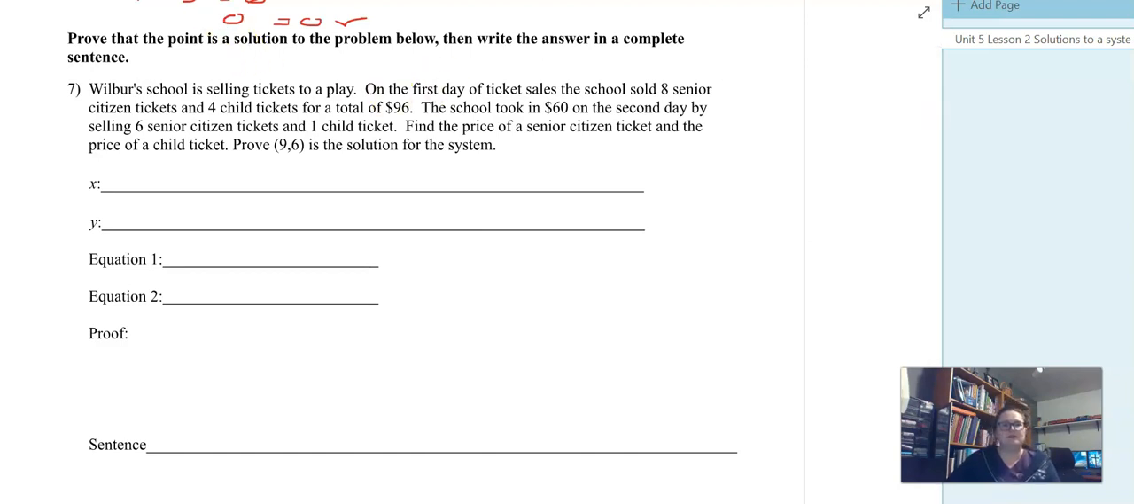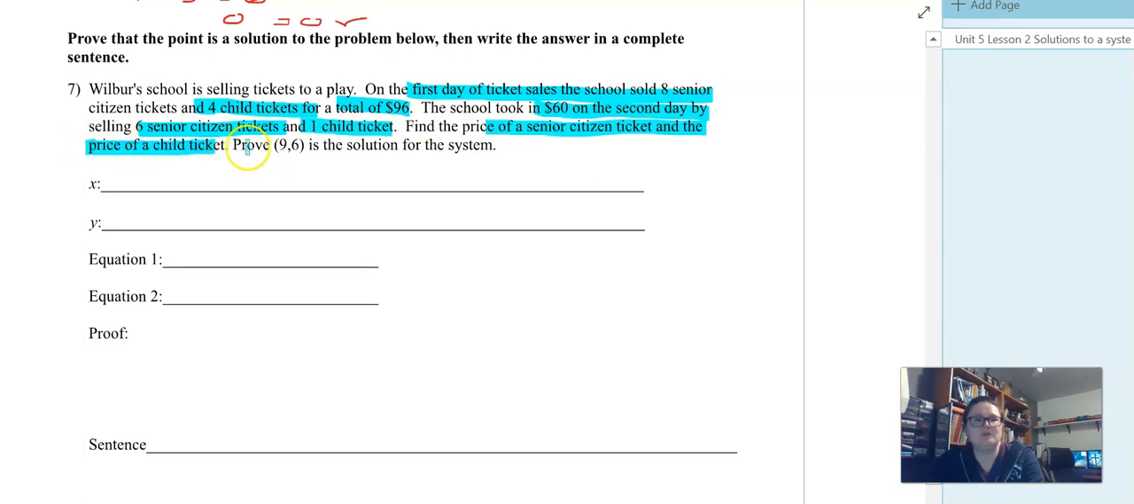So here is just a basic word problem. This is one of everyone's favorite systems of equations type problems. Wilbur's school is selling tickets to a play. On the first day of ticket sales, the school sold 8 senior citizen tickets and 4 child tickets for a total of $96. So we've got first day, 8 senior and 4 child for a total of $96. They took in $60 on the second day by selling 6 senior citizen tickets and 1 child ticket. Find the price of a senior citizen ticket and the price of a child ticket.